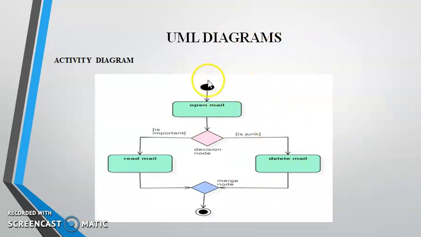And this is the start state. First we are opening the mail. Okay. After opening the mail, we are taking the decision whether we want to read or delete. So this is the decision node, and this decision node is represented by a diamond box. If it is important, we are reading the mail. If it is not important, we are deleting the mail. Okay. Both are done on the mails. So it is merged and it is ended. And it is ended by a double circle. It is a final state.